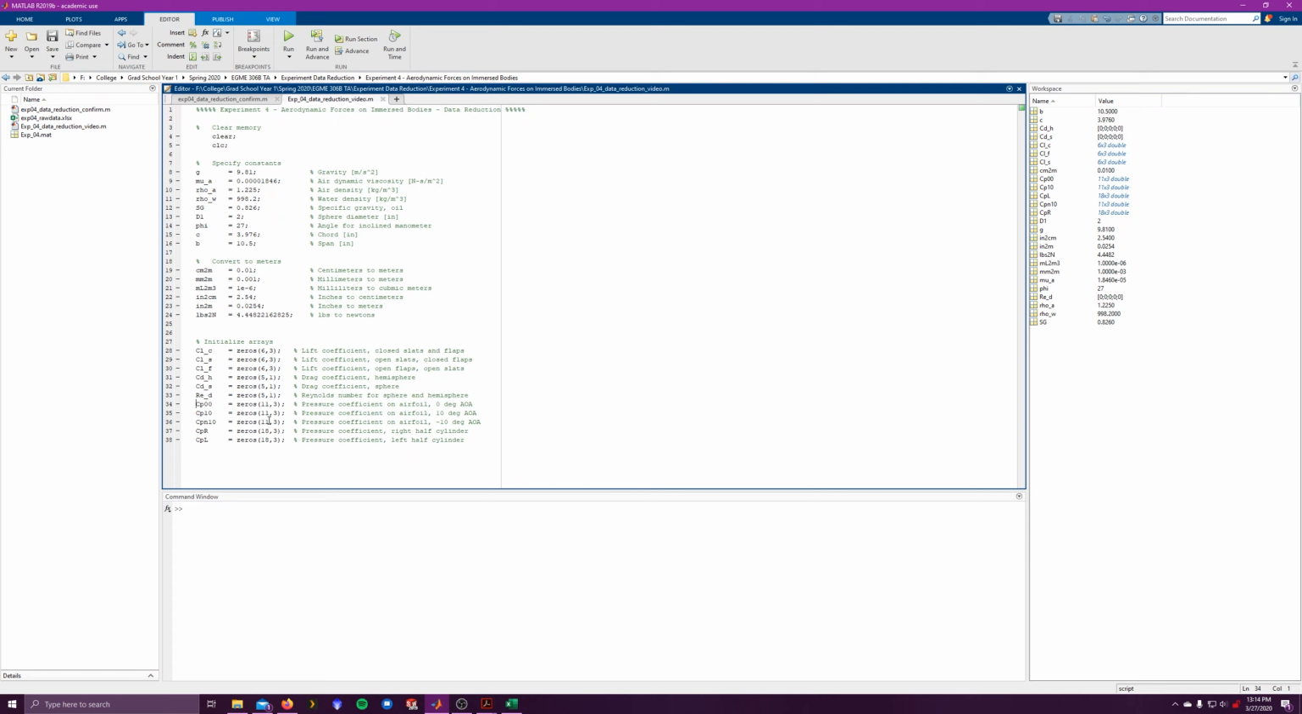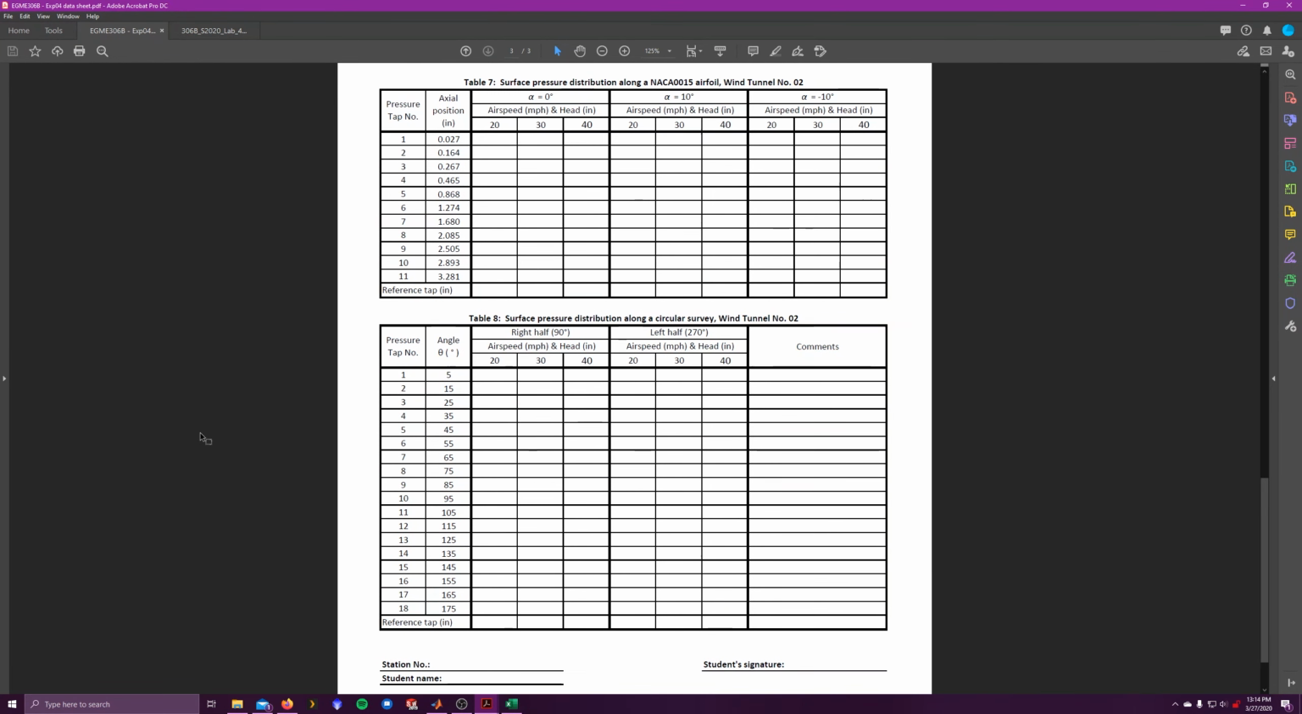Okay, the next thing I have is the pressure coefficient for the cylinder. So we have the right side of the cylinder, and then we have the left side of the cylinder. And then I have zeros of 18, 3. So for that, here we have the right half of the cylinder, and then we have the left half. Then I have 18 taps here, and then I have 3 airspeeds.